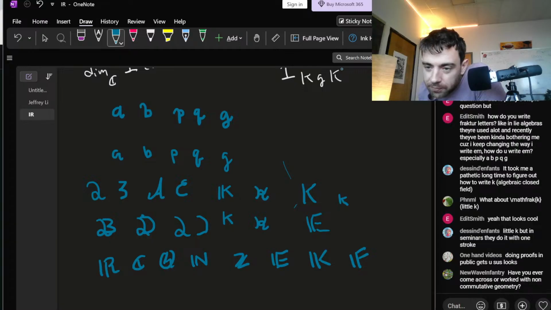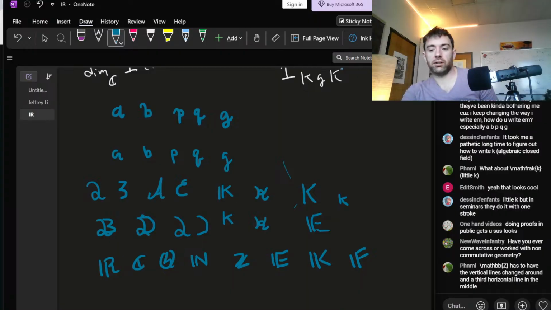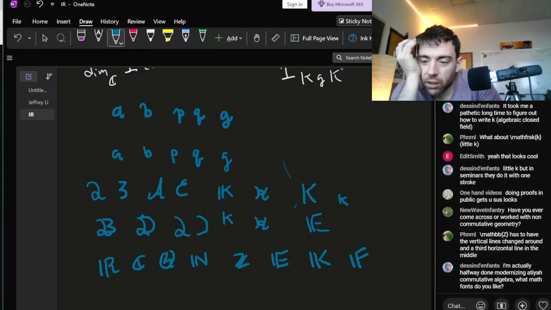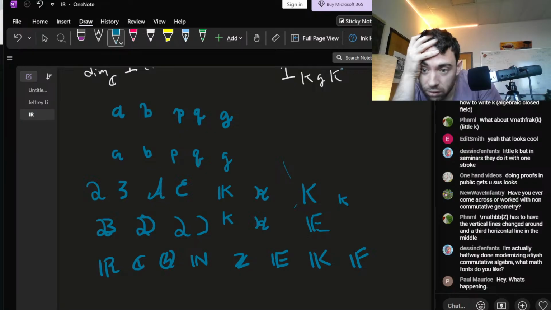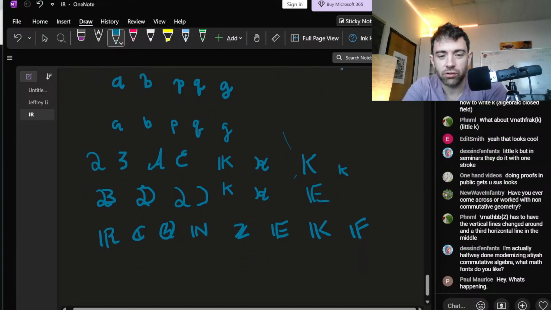Little k, but in seminars they do it with one stroke. Oh, interesting. Have I ever come across non-commutative geometry? I've certainly come across it, but I don't know. Math BBZ has to have the vertical lines changed around and a third line in the middle. A third horizontal line in the middle? No, gosh, what? Gross. What are you talking about?